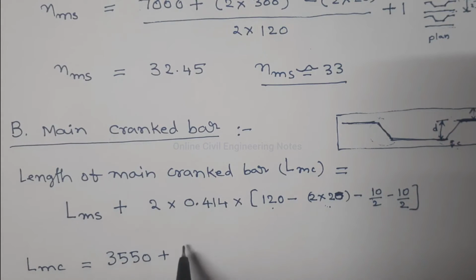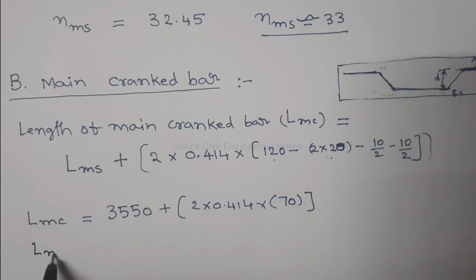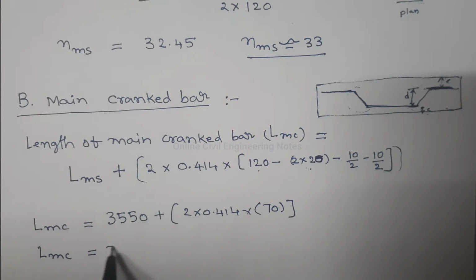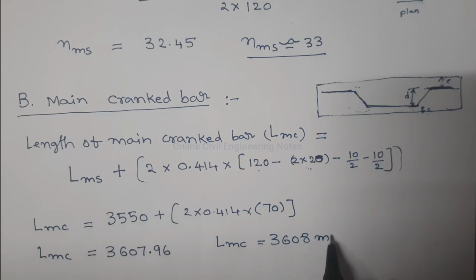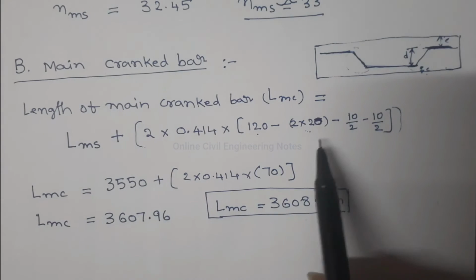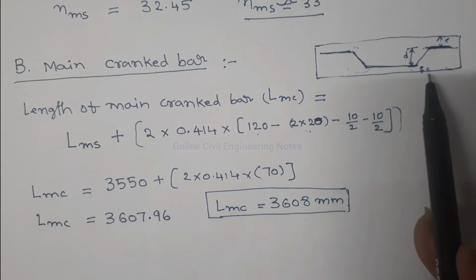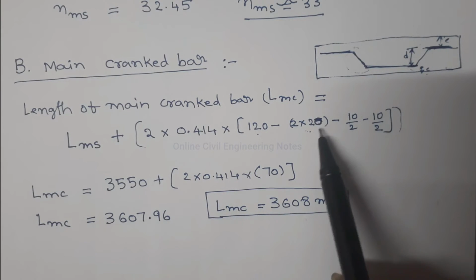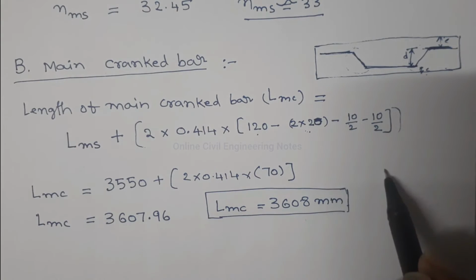3550 plus 2 into 0.414 into 70. Total length of the main cranked bar is 3607.96. You write this length as 3608 mm. Correct this top and bottom cover is 20 mm instead of 25 mm given in the question.